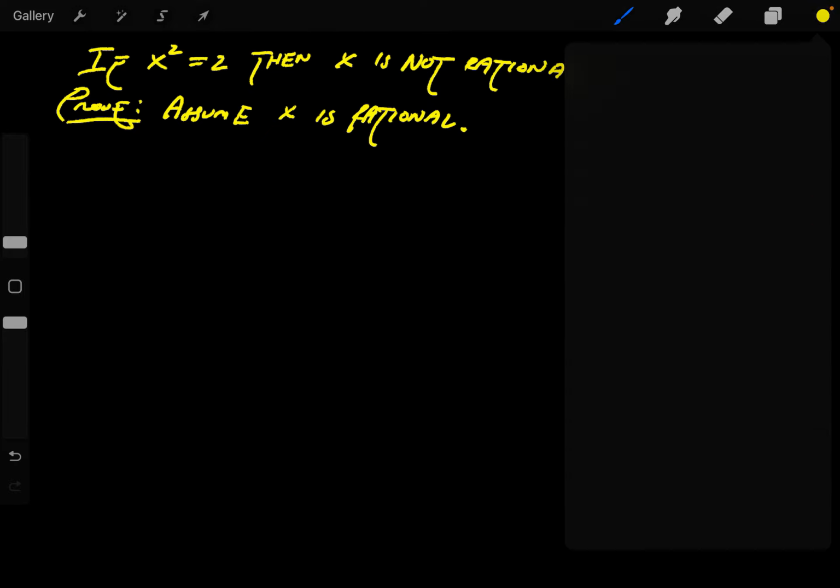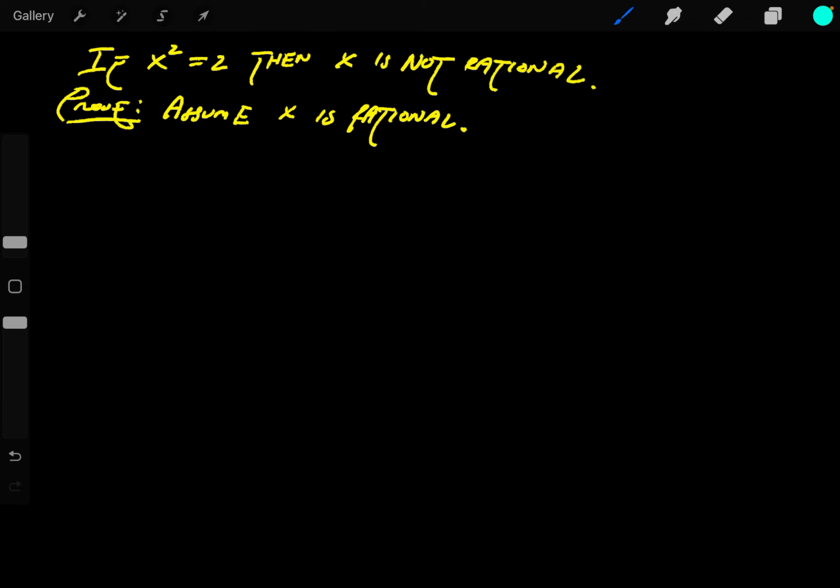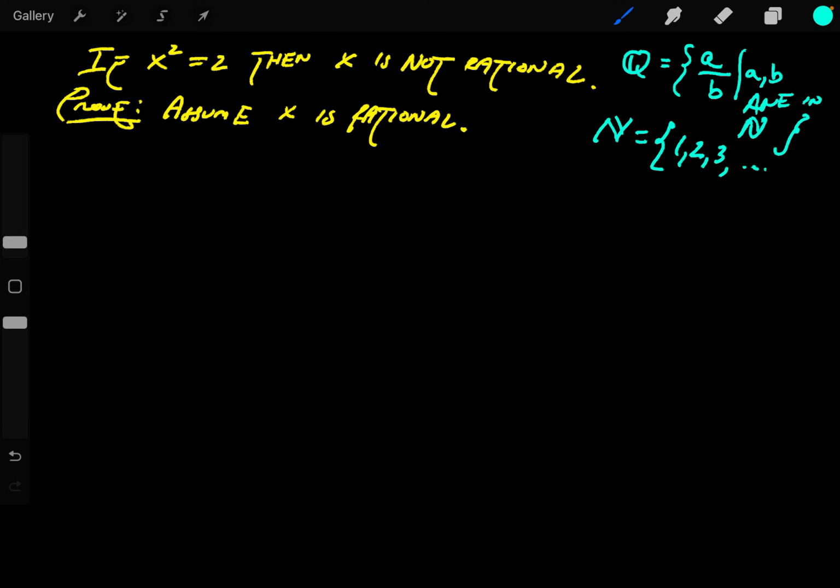So if we assume that x is rational, this means that x can be written as the division of two integers. So the rational numbers, this set, as I'm defining right here, is a over b such that a and b are both natural numbers, are in the natural number set. The natural numbers look like this, the regular counting numbers: 1, 2, 3, and then off into infinity. And if we're assuming that x is rational, what that means is that x can be written as the division of two natural numbers.